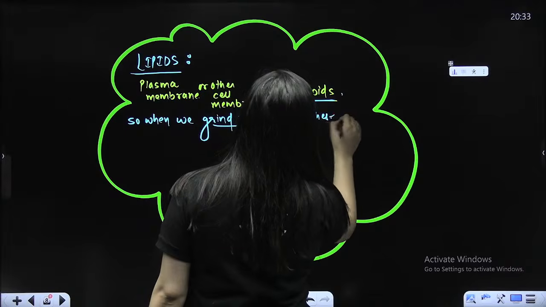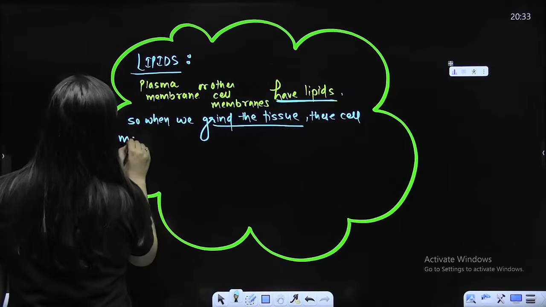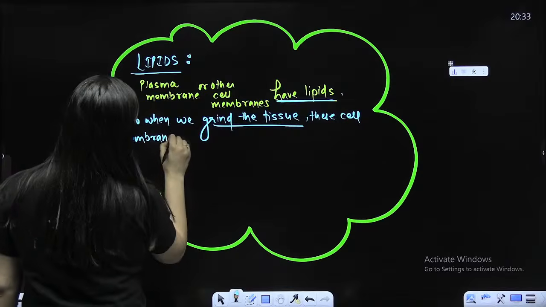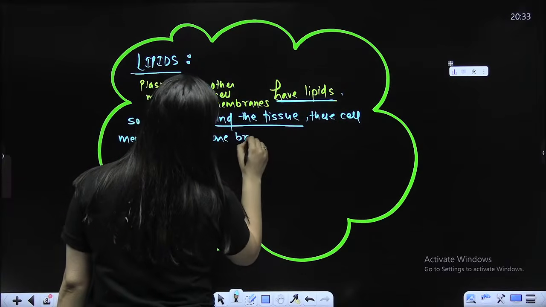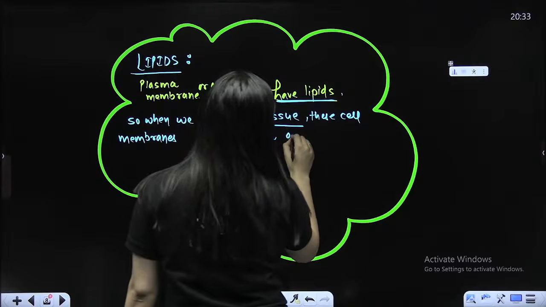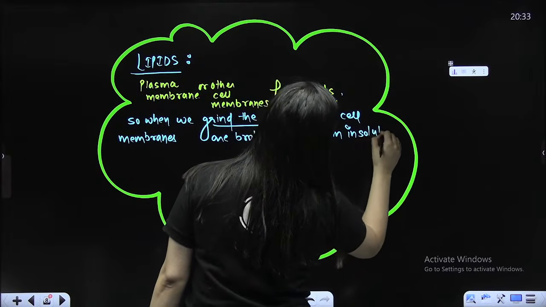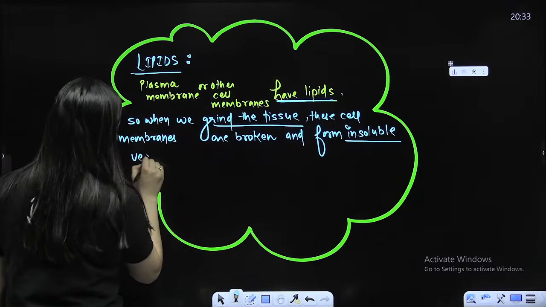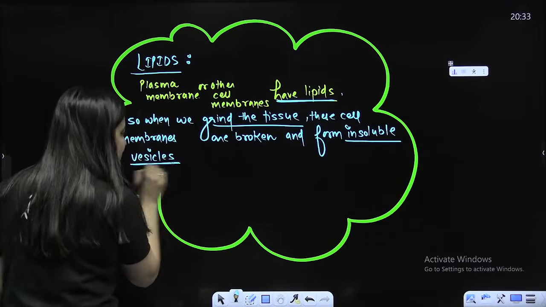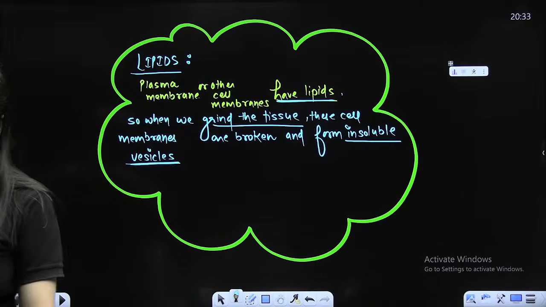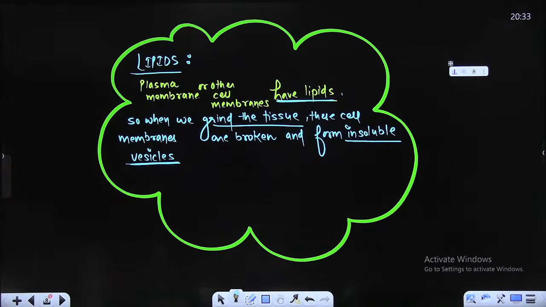These cell membranes are broken in the tissue and form insoluble vesicles, beta. This is the main reason, being insoluble. What will they form? They will form insoluble vesicles, and they are not water soluble, so they will stay there only. Are you getting my point?